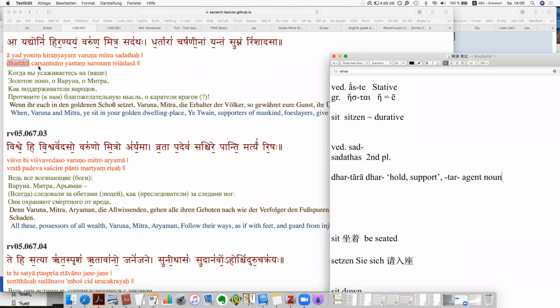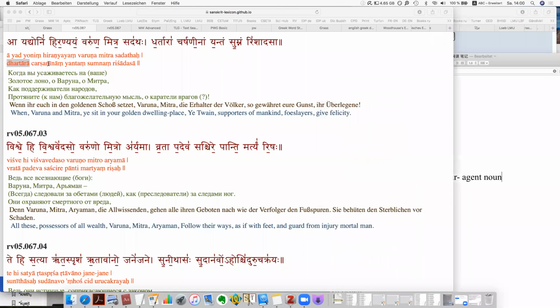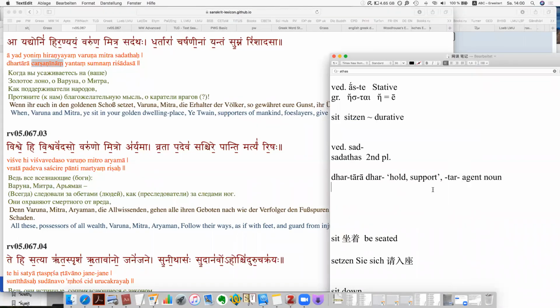And supporters of charshaninam. So what is charshaninam? This is the genitive plural from charshani, and charshani means the people or folk, but originally it actually means the border, in German Grenze. So someone who lives inside the border, inside a specific place, and this is people. So supporters of the people.